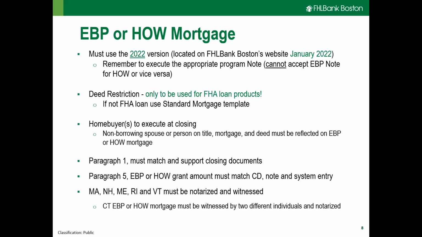If you have any non-borrowers, spouses, or other persons on title or mortgage deed, we recommend following standard mortgage practices and having them execute the EDP or HOW mortgage. Really just making sure that everything ties out, and like I said, making sure you're using the correct instruments. We do have one specifically for the state of Connecticut because they require two different individuals to notarize, and then the other mortgage is for the rest of New England.